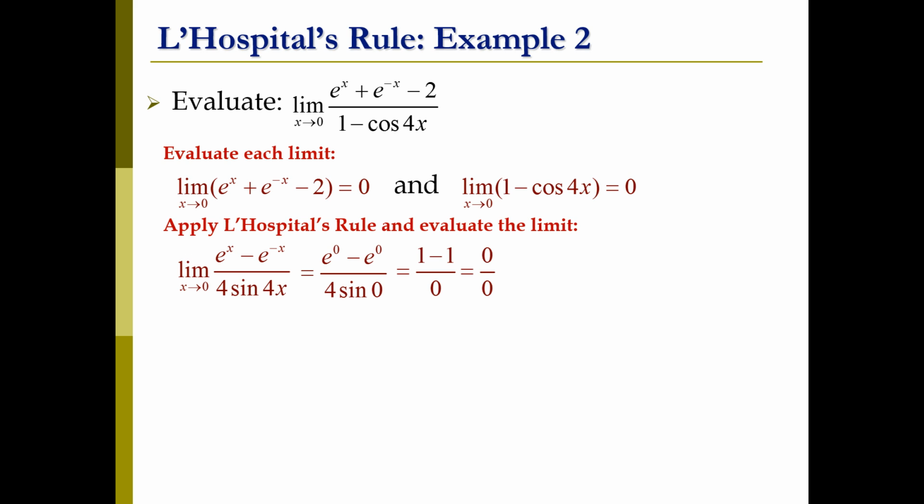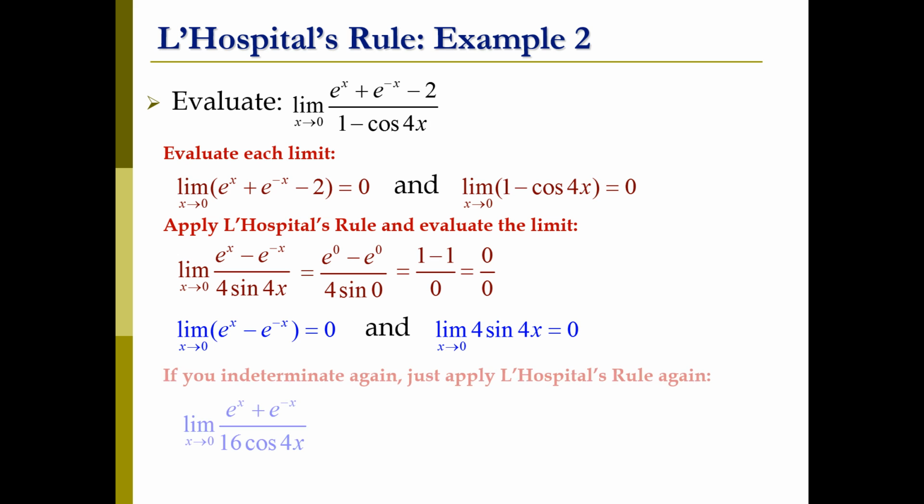Once again, we must show that we've applied the limit as x approaches 0 to the numerator and the denominator separately. So the limit as x approaches 0 of the numerator is 0, and the limit as x approaches 0 of the denominator is 0. Since both of these are 0, we can apply L'Hopital's rule a second time.